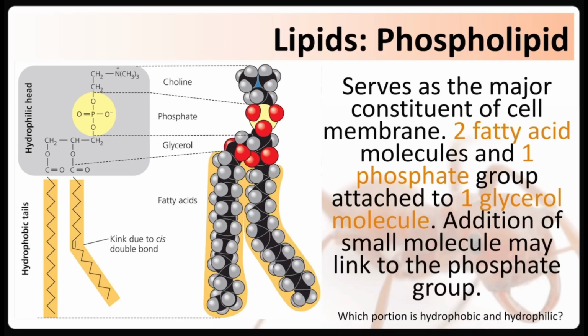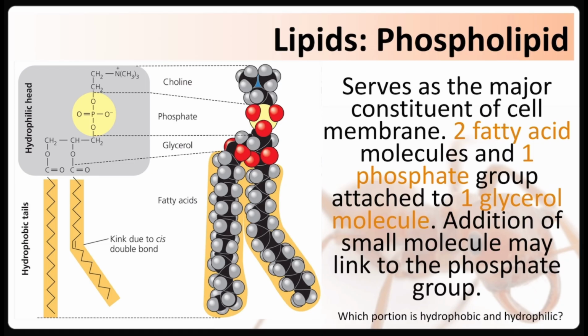Now, let's go to phospholipids. We're very familiar with phospholipids because of the phospholipid bilayer, right? Phospholipids are made of glycerol backbone attached to 2 fatty acid tails and 1 phosphate group. The fatty acid tails are hydrophobic, that means they're water-fearing, while the phosphate head, okay, the head of phospholipid is hydrophilic or water-loving.